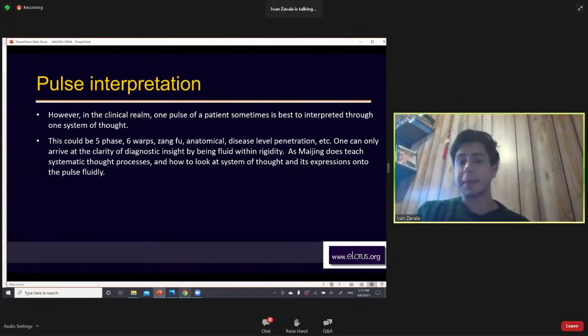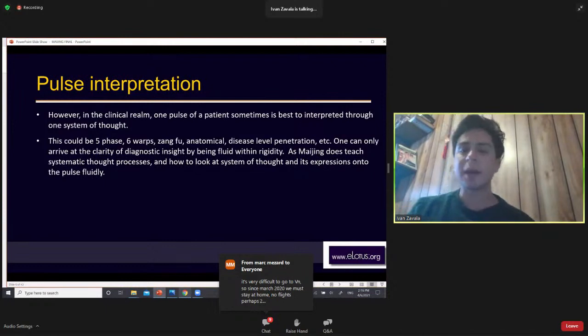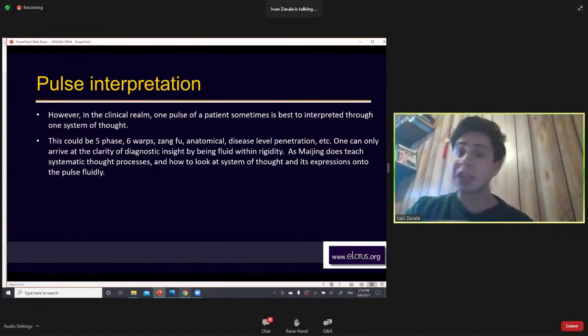Disease level penetration, depending on how deep the illness has penetrated. One can only arrive at the clarity of diagnostic insight by being fluid within rigidity, right? What I mean is, I think a lot of people often have a misconnection with the pose. They don't have a confidence in the pose, or they look at the pose very subjectively because they don't have a systematic way to approach the pose. So that's what I mean by rigidity.